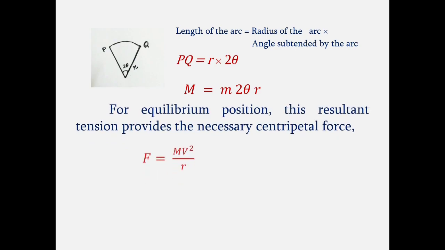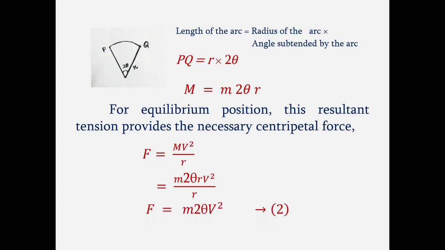For an equilibrium position, the resultant tension provides the necessary centripetal force. So we know the expression for the centripetal force, F is equal to M V square by R. And in place of the capital M, that is the mass of the string, we can write m into 2 theta into R into capital V square by R. So this R and R will get cancelled. We get F is equal to m times 2 theta into V square. Let us call this equation 2.